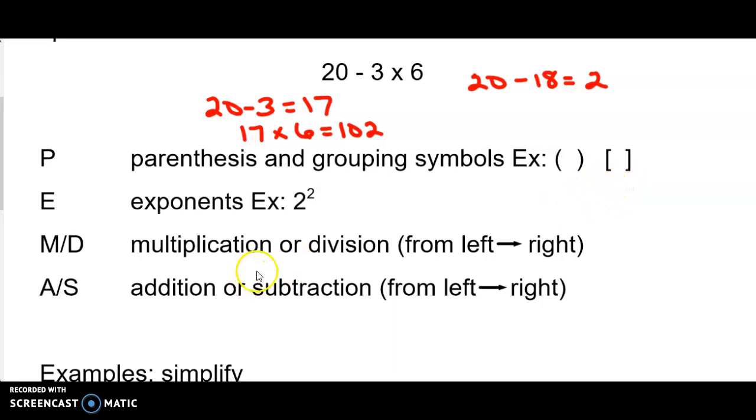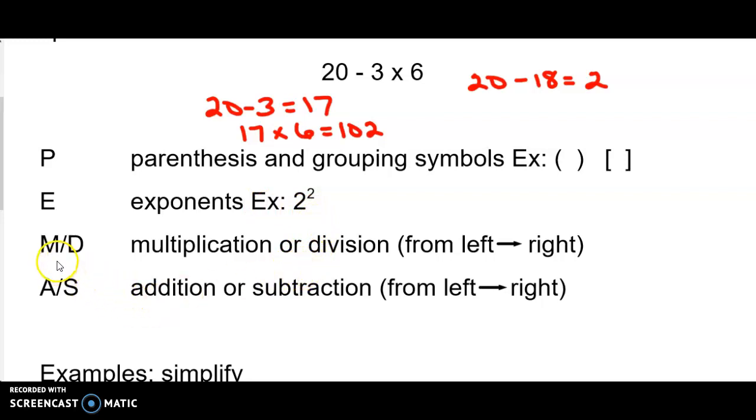The next thing to solve when doing order of operations, the E stands for exponents. So for example, 2 squared or 2 to the second power. The small 2 represents an exponent. It could be 2 to the third power, 2 to the fifth power. You would want to simplify those expressions next.